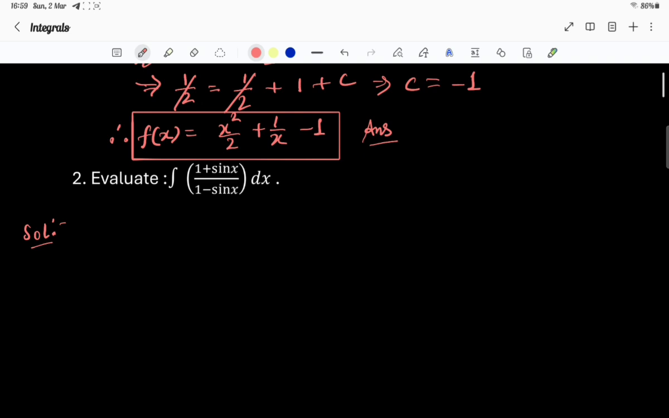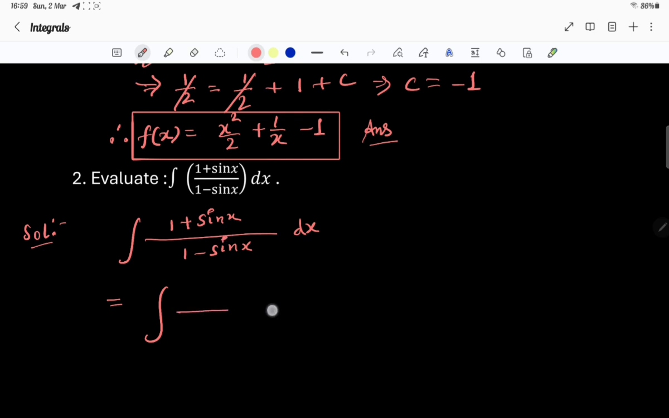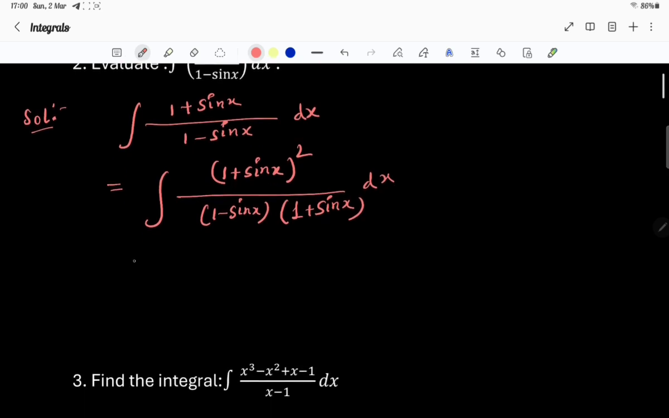Then the second question: evaluate the integration of this trigonometric function in the integrand position. Whenever this type comes, there are two types. The first type is very easy, because you can multiply by its conjugate. Like 1 minus sin x is in the denominator, you can multiply by 1 plus sin x in numerator and denominator both. So in the numerator it will be 1 plus sin x whole square, and in the denominator 1 minus sin x into 1 plus sin x.